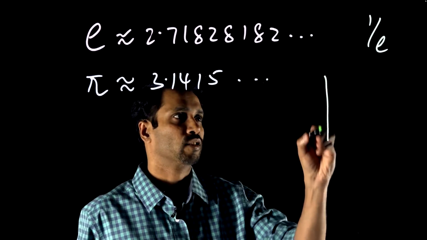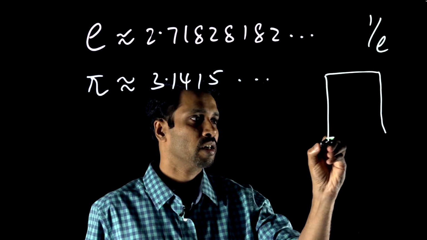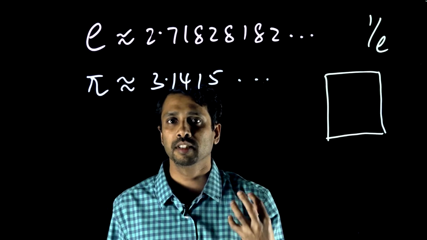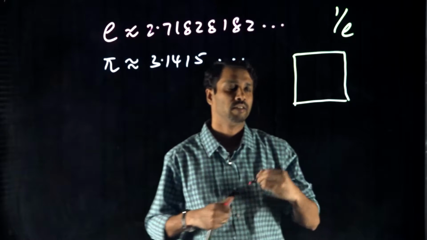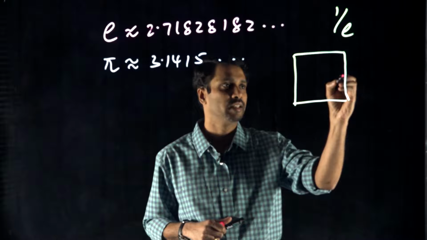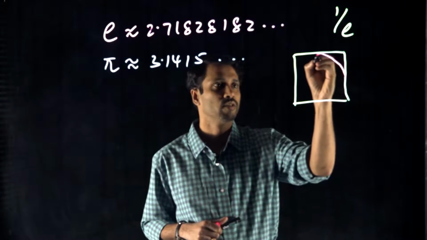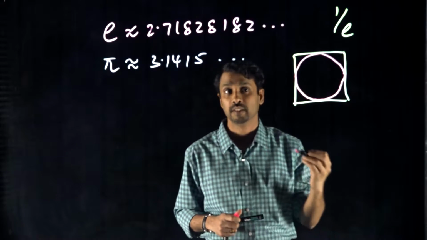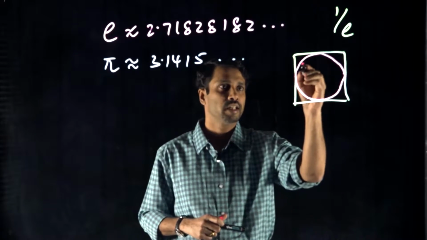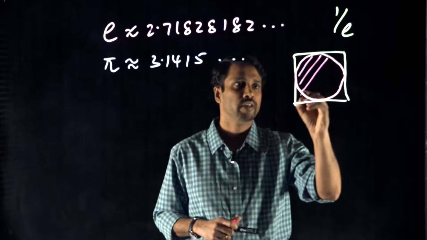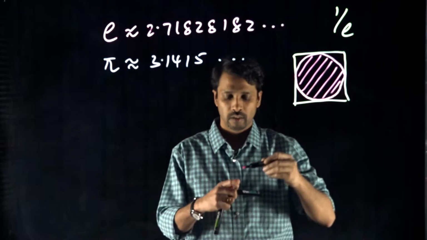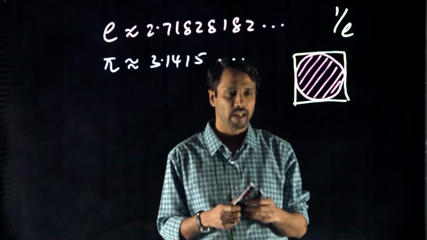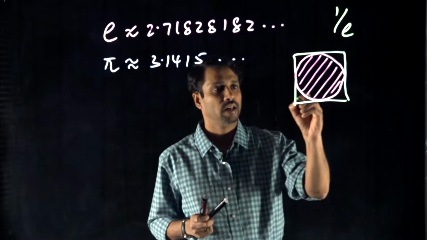I'm going to draw a square. Now what are we going to draw? We're going to draw the largest possible circle inside this square. I'm going to try my best to do it. This is the largest possible circle that you can put inside. Now the question is, what is the ratio between the area of the circle and the area of the square?